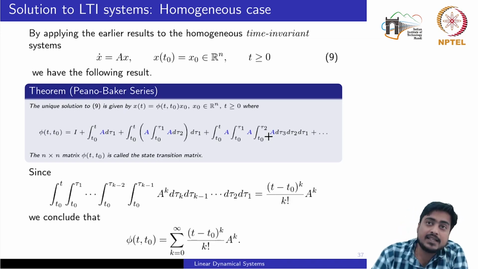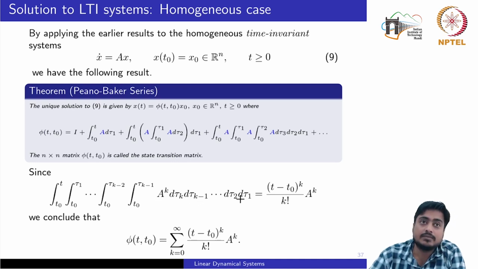Now let's consider the kth term of this series, the kth element. This is the 0th element, then the 1st, 2nd and the 3rd element. If we consider the kth element, I would have the outer integral from t0 to t, the subsequent integral from t0 to tau 1, and the last integral would be from t0 to tau k minus 1. Similarly, if we see the third element, it is from t0 to tau 2. So this is the k minus 1th part. In the third element we have A to the power 3, so for the kth element I would have A to the power k, and similarly all these d tau k minus 1 up to d tau 1, right?